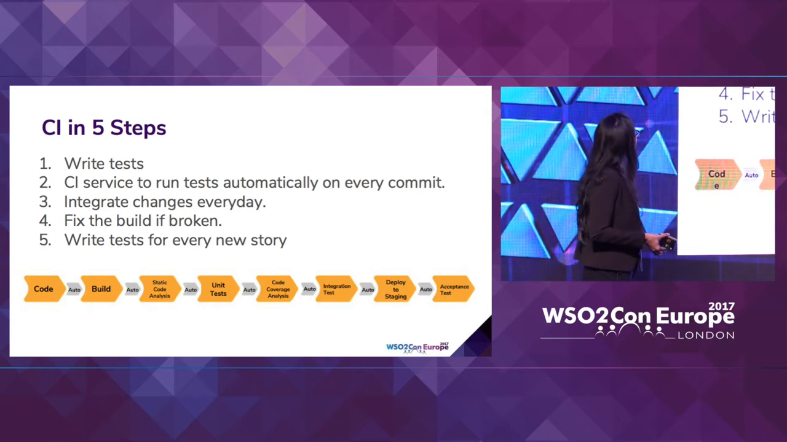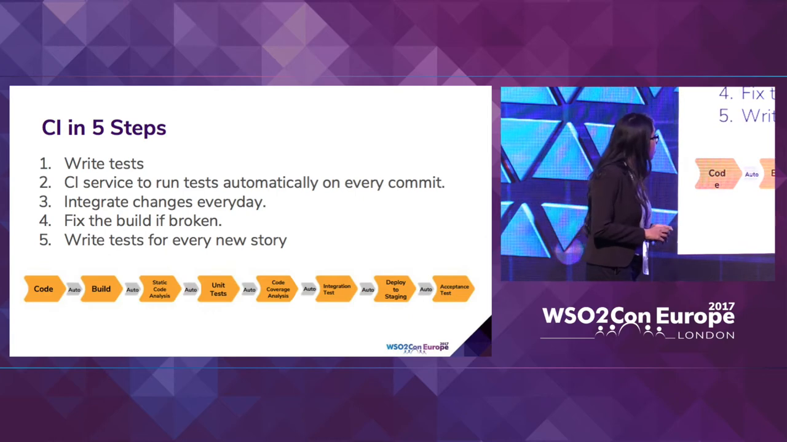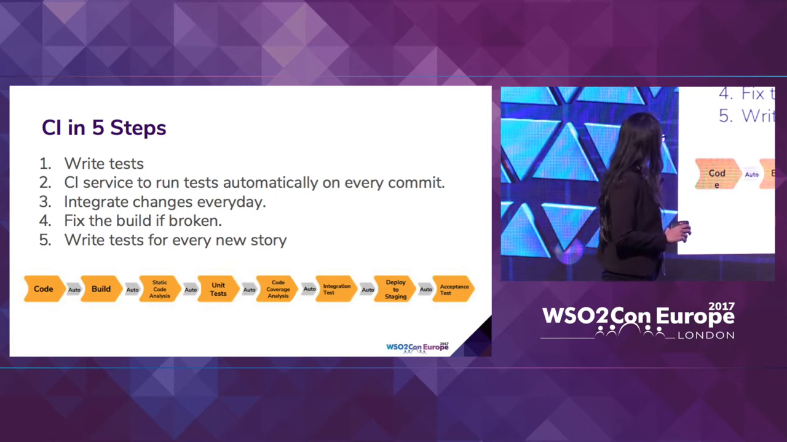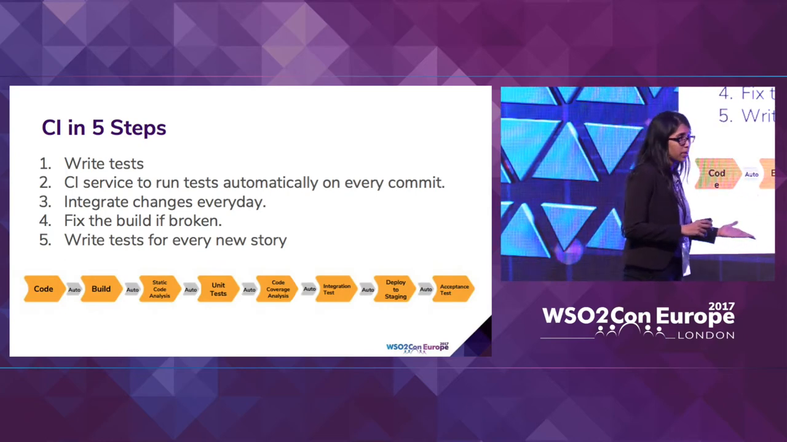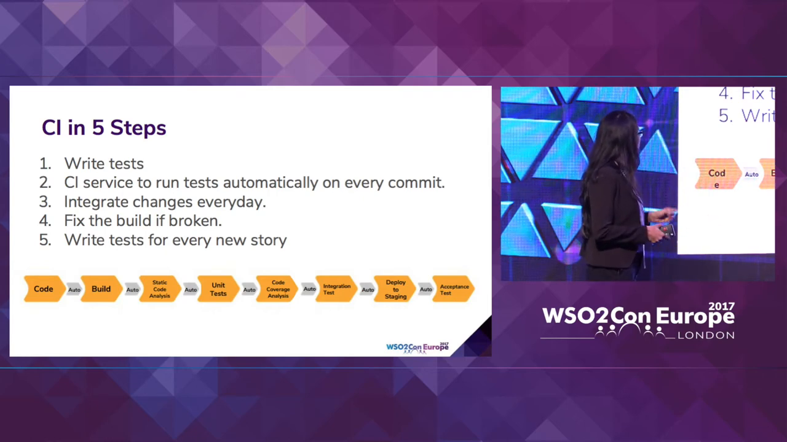Okay, so this can be a possible continuous integration pipeline. First you code, and then you commit the code, and once you commit the code, you have to build it, and that also is automatic. Then you can introduce static code analysis if you want, and unit tests, and then you can also do something like code coverage analysis, and then integration tests. So that is the main pipeline. Then also, if you want to go ahead and deploy to staging and also do acceptance tests, that can be a part of the continuous delivery pipeline, but this can also be a continuous integration pipeline. So the main aspects are coding, committing, building, doing unit tests, and doing integration tests.